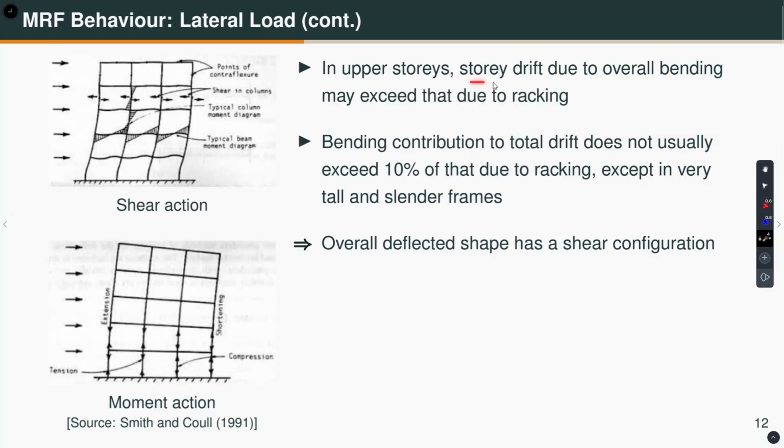So, in upper stories, story drift due to overall bending may exceed that due to shear racking, and bending contribution to total drift does not usually exceed 10% of that due to racking except in very tall and slender frames, okay, which like I said, we do not use moment frame for very tall slender structure. Therefore, the overall deflected shape has a shear configuration for moment resisting frames.